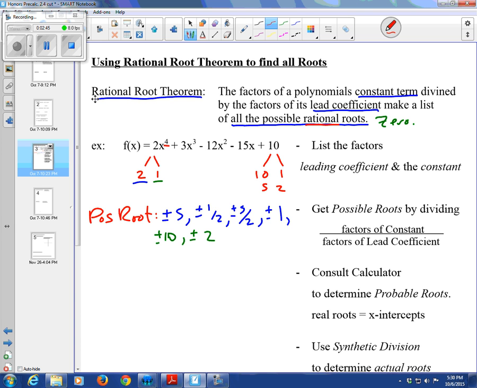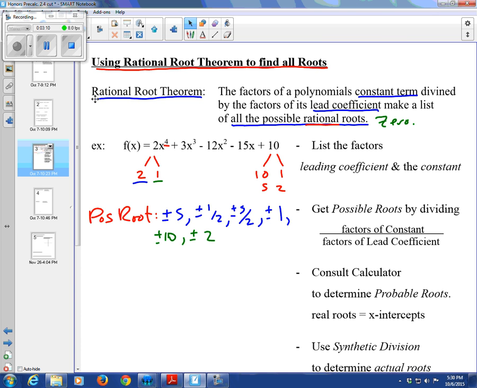What we're going to do when we use the rational root theorem to find all the roots, though, is we're going to say we need enough roots to divide out with synthetic division to get our polynomial down to a quadratic. Once we're down to a quadratic, we can use the quadratic formula to solve for those last 2 roots. So we need, in this case, at least 2 of these roots to be actual roots of our polynomial.